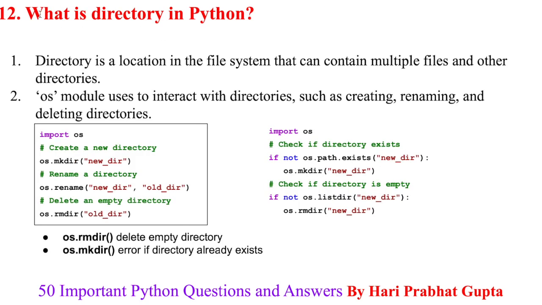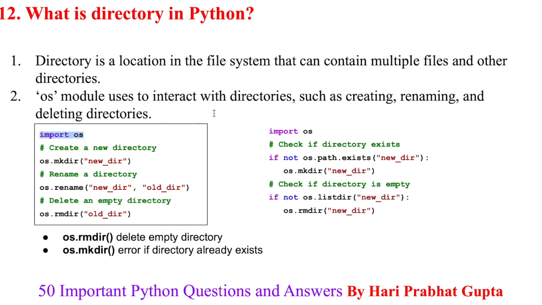The question is, what is a directory in Python programming? In Python, a directory is a location on the file system that can contain files and other directories. It is also known as a folder in some operating systems. Directories are used to organize files, making them easy to access and manage. To interact with a directory in Python, we use the os module, the operating system module.